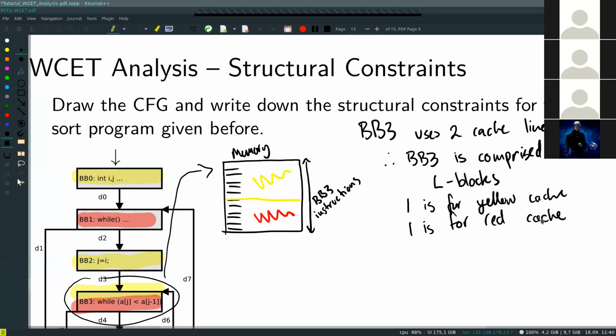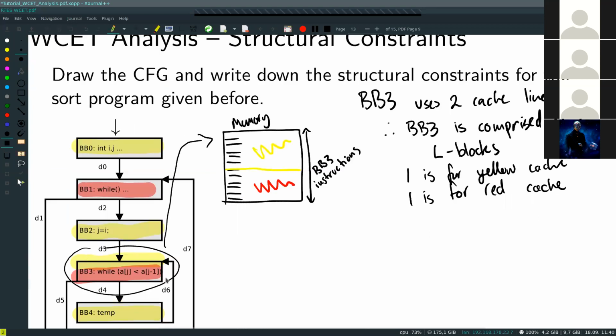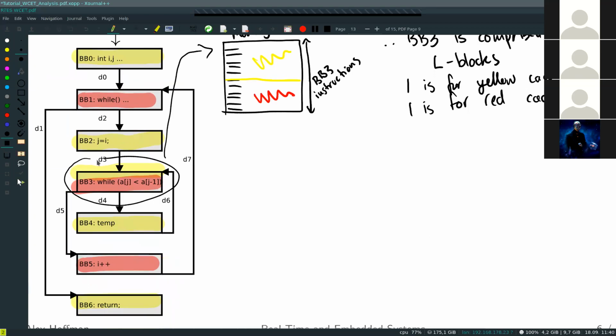So this means it's the portion of the basic block's code that lands on that cache line, because we know that the behavior of that block is always the same. Like the yellow portion of the basic block, the hit or the miss of it is independent from the red portion because it uses a different cache line. And so we need to separate into smaller groups where the hit and miss characteristics are always the same. And this is why it's split into 2 L blocks.